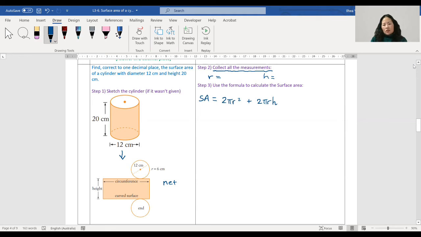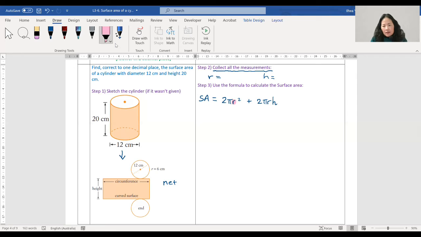As you can see, I need to know my radius and my height. The pi I don't need to know because it's a number. I can just put it in a calculator, so it doesn't really matter. My height was given here, wasn't it? 20 centimeters, so that's not a problem. Now, I wasn't given the radius, but I was given the diameter. Diameter is twice the radius, so if I want to find the radius, I'll just have to halve it. So 12 divided by 2 is 6 centimeters.